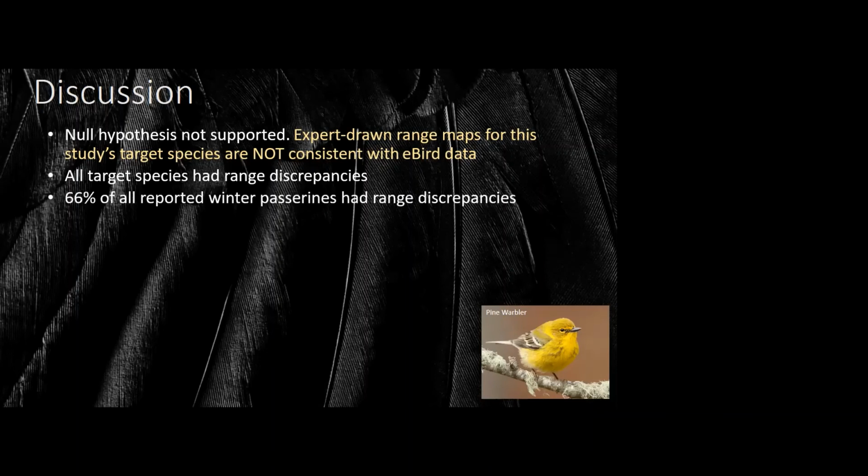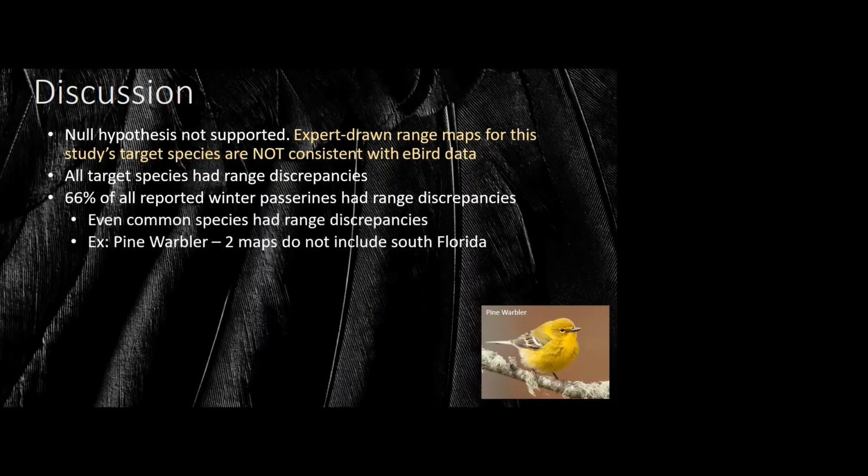Incredibly, when I looked at the metadata for all of the passerines in South Florida, 66% of all of the reported winter passerines had range discrepancies with the expert drawn range maps. Even common species have range discrepancies. For example, the pine warbler, 2 of the expert drawn range maps do not include South Florida in their range. Any birder will tell you if you go to any pine forest during the winter, one of the most common warblers you are going to see throughout the winter months is indeed the pine warbler.